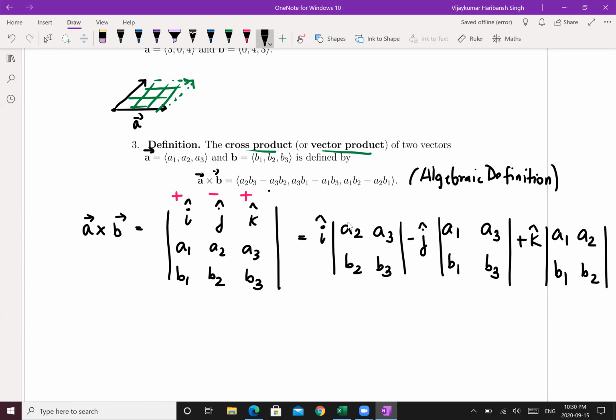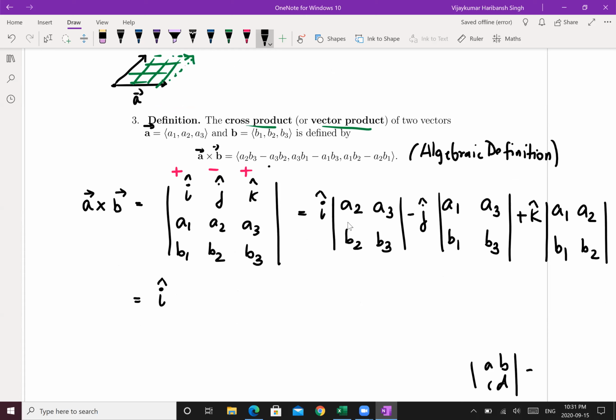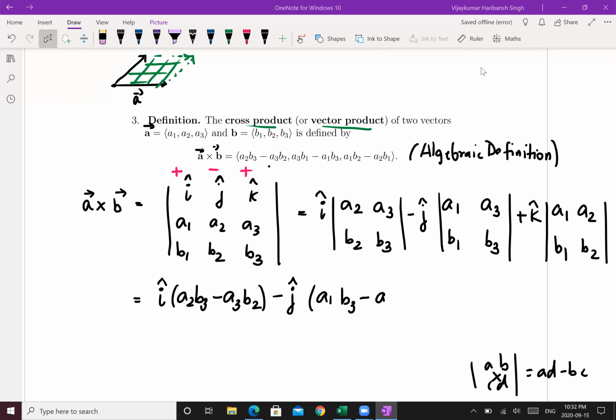Now, what is the determinant of a 2 by 2 matrix? The determinant of a 2 by 2 matrix with entries a, b, c, d is ad minus bc. So this multiplied by this, minus this multiplied by that. Here we get i times (A2B3 minus A3B2), minus j times (A1B3 minus A3B1), plus k times (A1B2 minus A2B1).